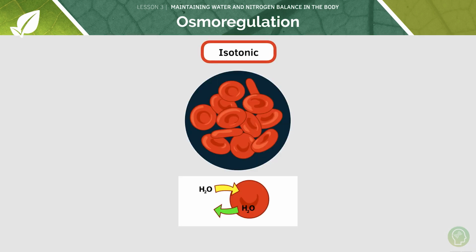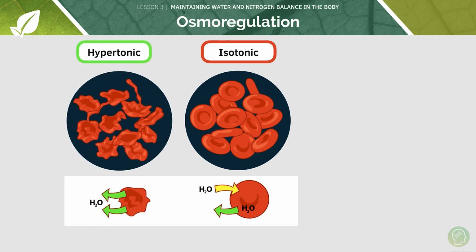So now let's have a look at osmoregulation in human cells. Let's have a look at the red blood cell, for example. We refer to an isotonic solution. This is where the water potential and the ion potential on the outside of the red blood cell is equal to the ion and water concentration on the inside of the red blood cell. Therefore we're going to have a dynamic equilibrium of water movement into and out of the red blood cell, and it's going to be nice and healthy and perfect.